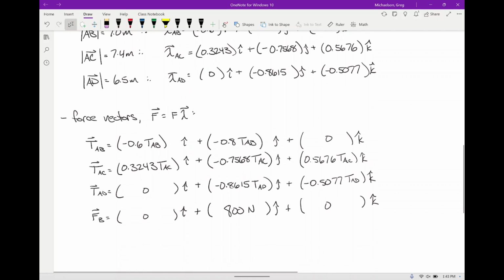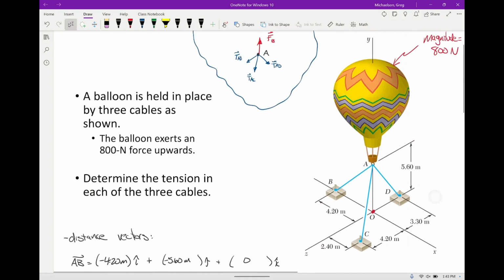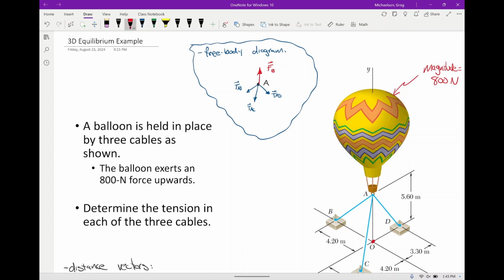So now we have our four force vectors written, and again, all we're doing is taking the unit vectors here and multiplying them by their respective magnitudes. And then again, for F sub B, because the magnitude is 800 newtons, it's just 800 J. So if you want, we can go up here and say that, therefore, FB is 800 newtons times J. We can put that up here. Okay.